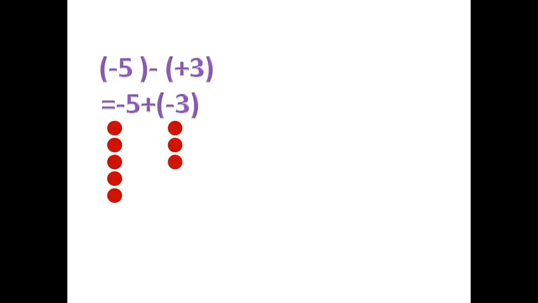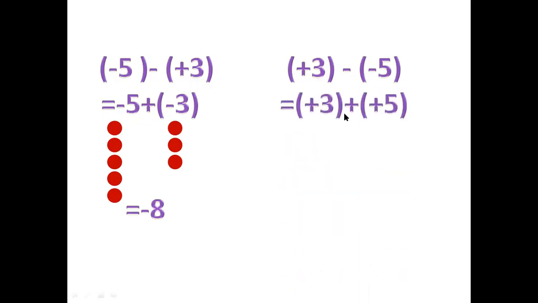Here +3 to be subtracted from -5. So change the sign of the number to be subtracted, that is +3 becomes -3, then add. -5 plus -3. Take -5 coins, -3 coins. Here all are negative coins. So this becomes -8. Now change the order. If we change the order, +3 comes first and then -5. -5 to be subtracted from +3. Now while subtracting, change the sign of the number to be subtracted, then add. Now +3 plus 5 becomes +8.